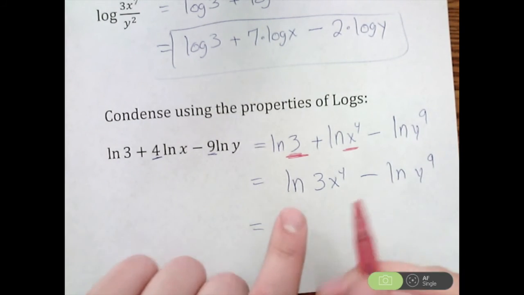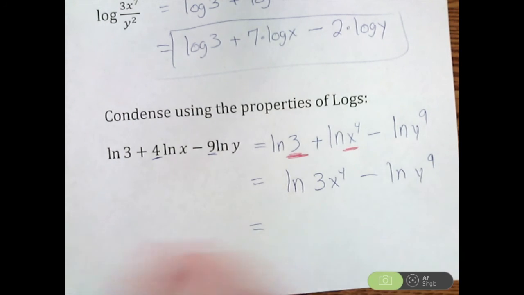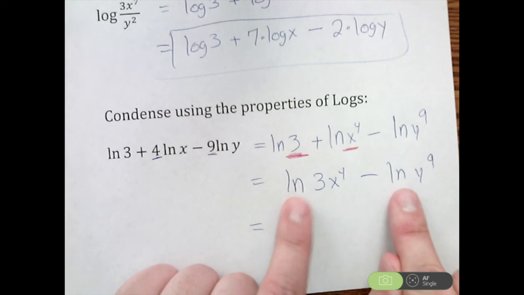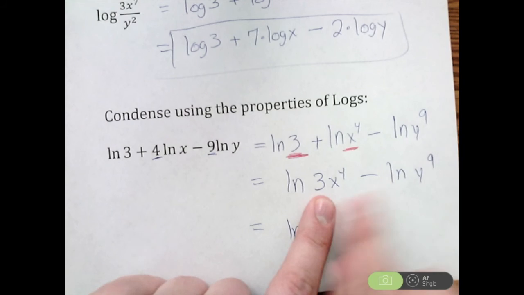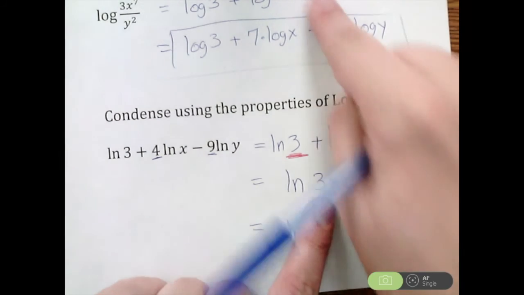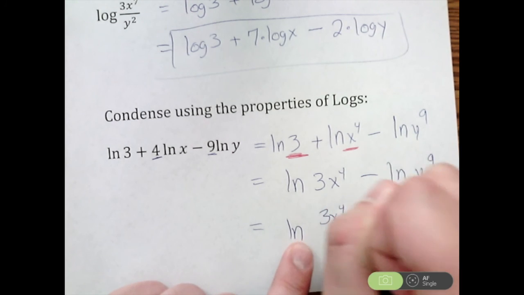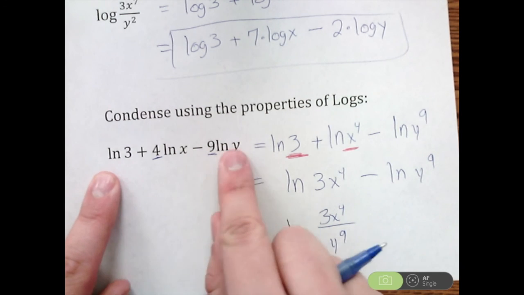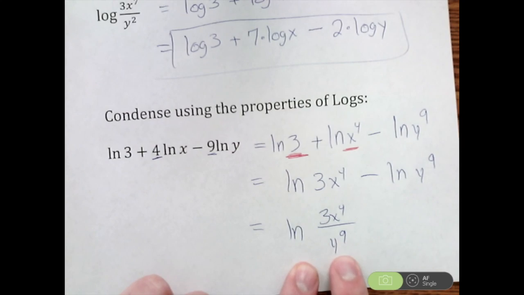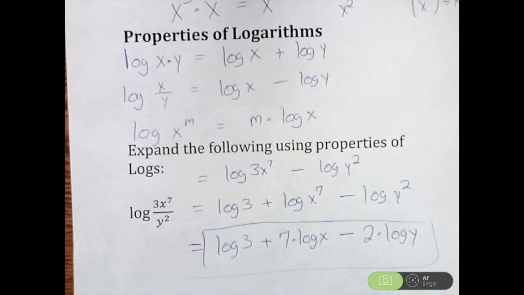Next, still going left to right, I have the subtraction sign. Remember, when we're dealing with subtraction, we're actually going to division. So I'm going to go from 2 natural logs down to 1. And remember, if you're subtracting, we talked about earlier that that is division. So on top, in my numerator, I'm going to have 3x to the 4th. On bottom, y to the 9th. Now notice how in condensing I went from 3 logs all the way down to 1. And that is condensing logs, and that is properties of logarithms.